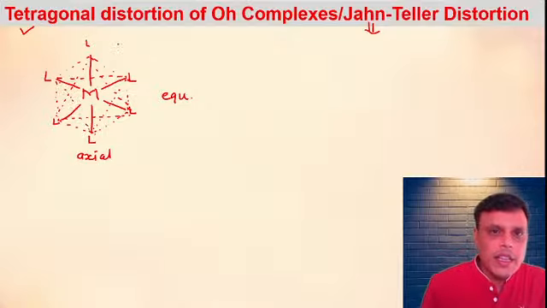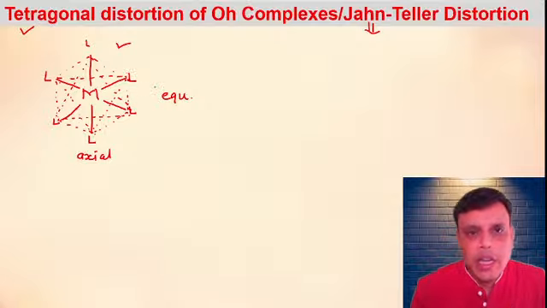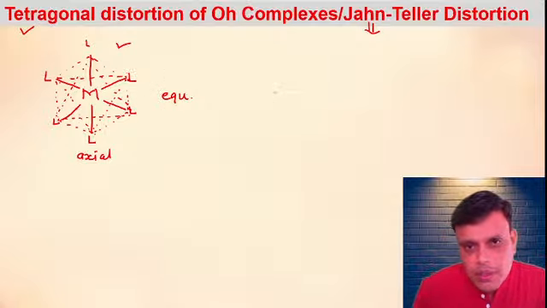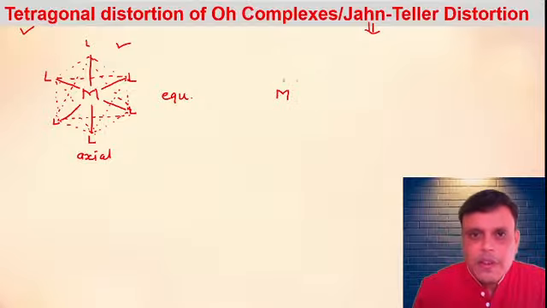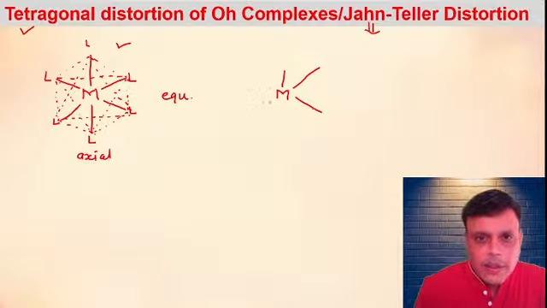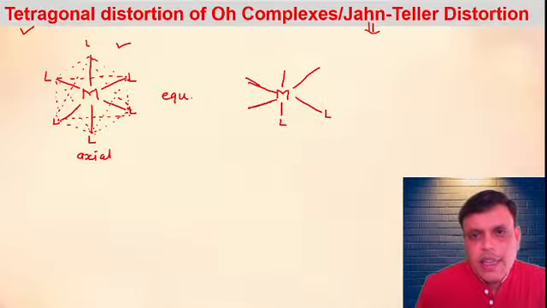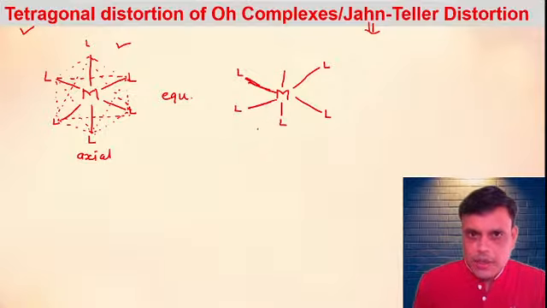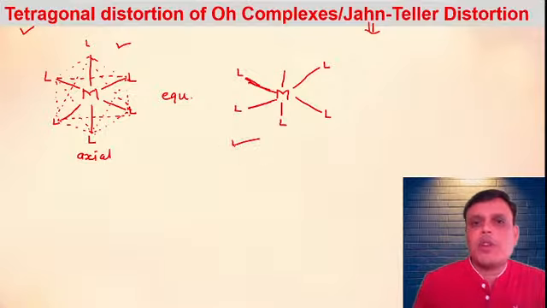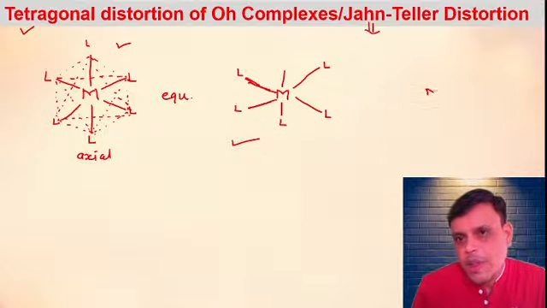So in this case there is no Jahn-Teller distortion or tetragonal distortion, but distortion occurs due to some difference in electronic configuration. Okay, so here the two axial ligands have a bond length smaller as compared to the equatorial ligands. So this is one type of Jahn-Teller distortion. Another type of Jahn-Teller distortion is this one.